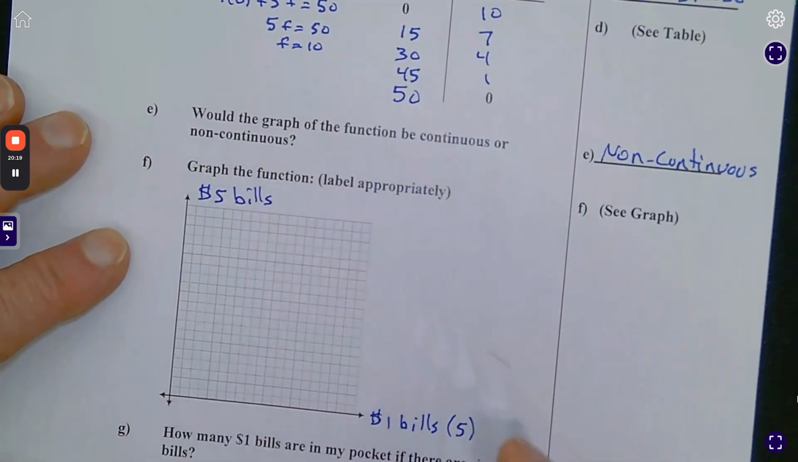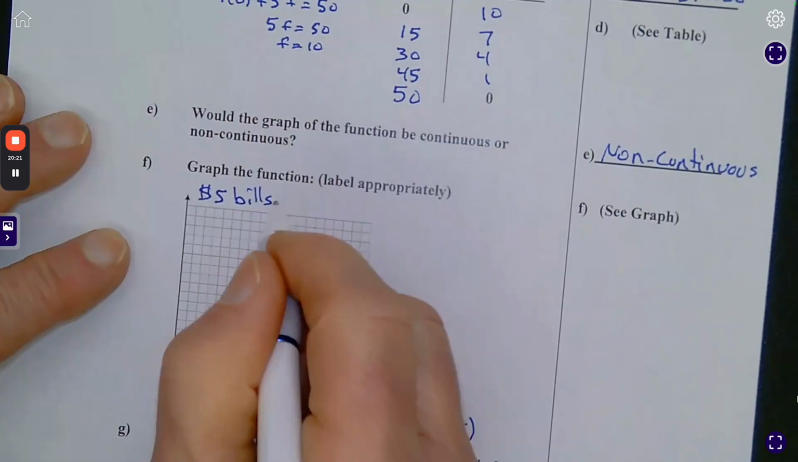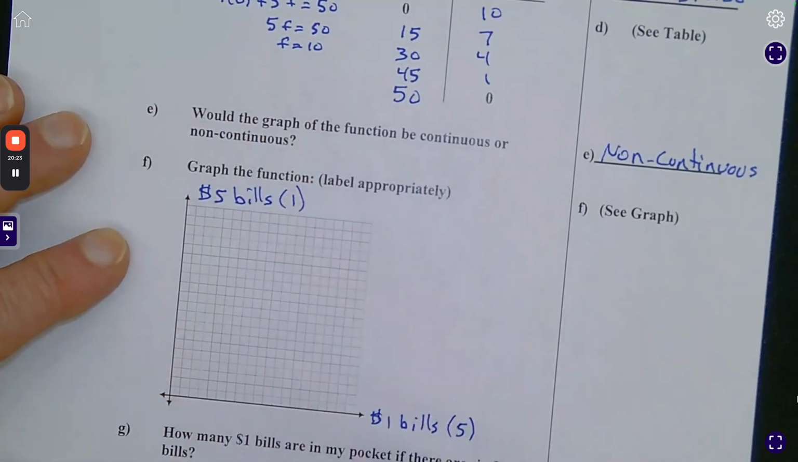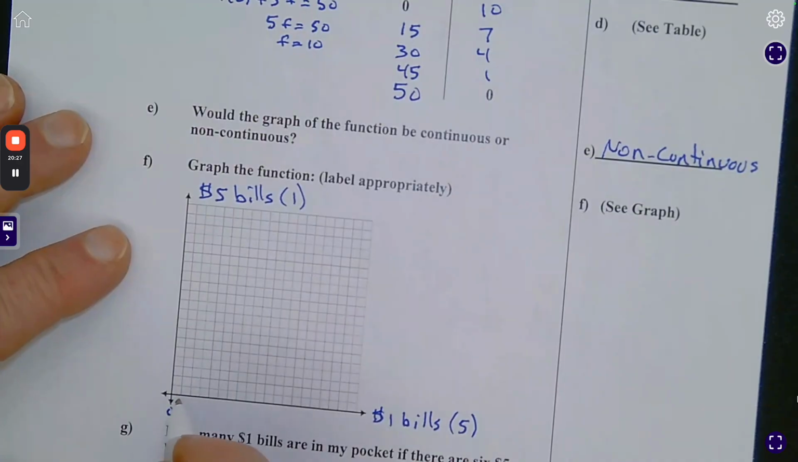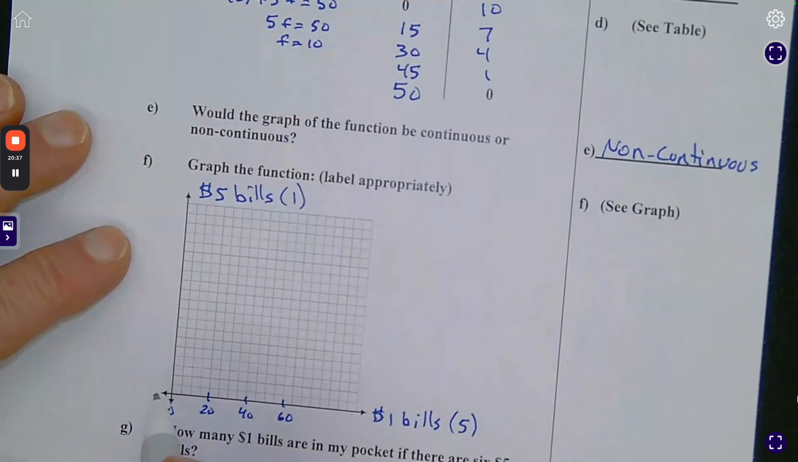These increments are going to be different, and that's okay as long as I stay consistent on the axis. Those are going to be increments of 1. So 0, 5, 10, 15, 20, 25, 30, 35, 40, 45, 50, 55, 60. Boom. Now I'm going to go here.